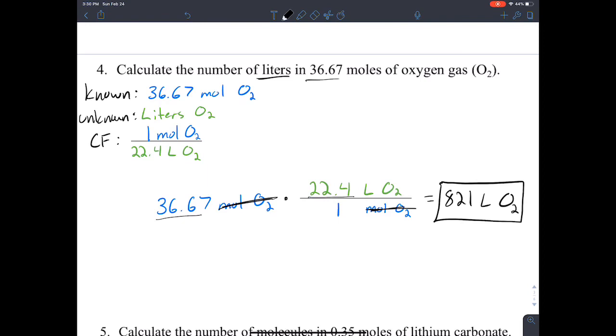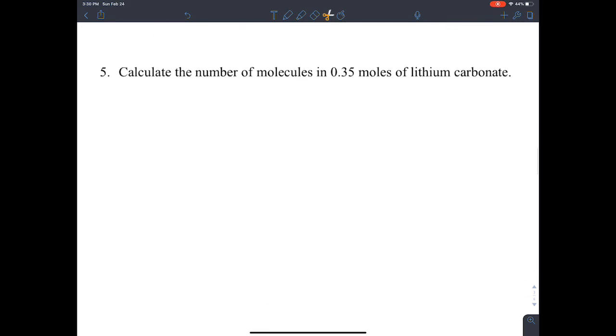I guess I should, I love this new feature I've discovered. Okay, liters of oxygen. All right, on to number 5.